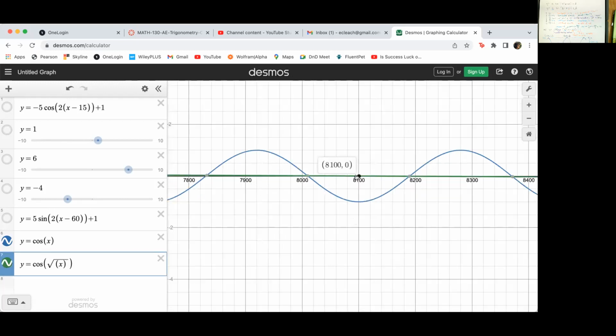Normally we start off at 1, and it drops down to 0 at 90, right? But now we're going through the square root. The inputs of the cosine don't become 90 until x gets all the way out to 8100, where the square root of 8100 is 90. And so that's when we hit the bottom.